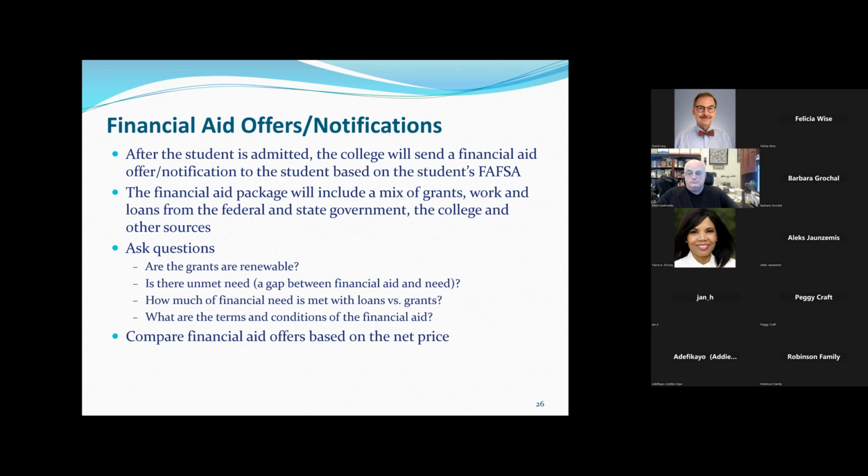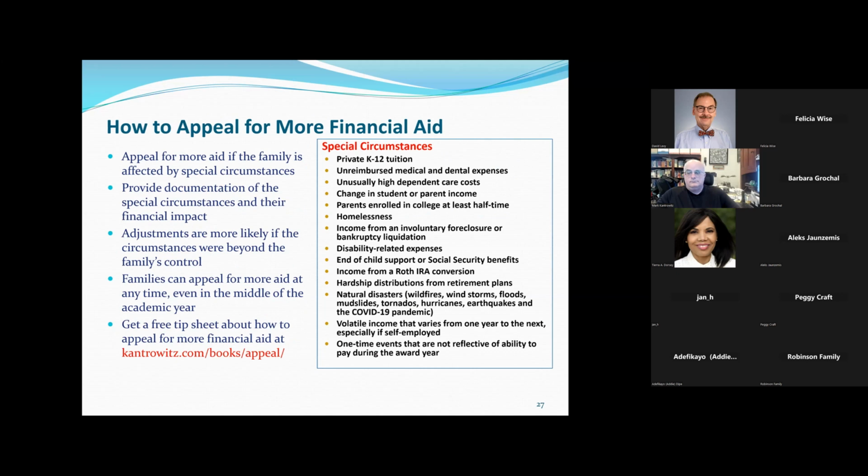Let's talk now, next slide please. If your ability to pay for college is affected by special circumstances, file an appeal for more financial aid with each college financial aid office. Special circumstances include changes in income from the base year or anything that distinguishes your family's finances from that of a typical family.